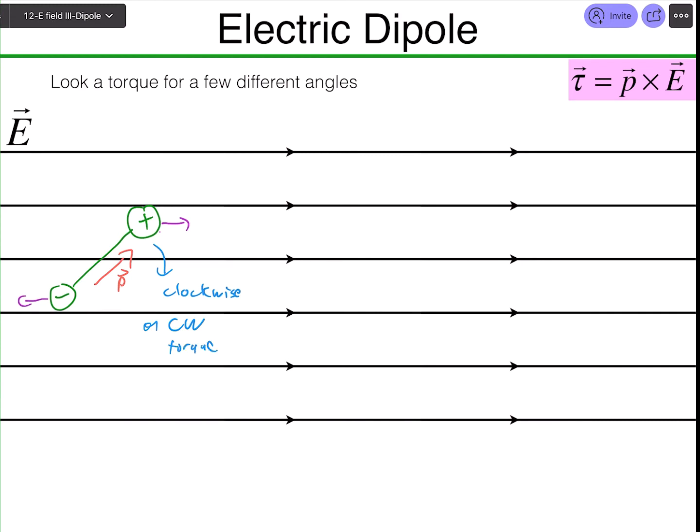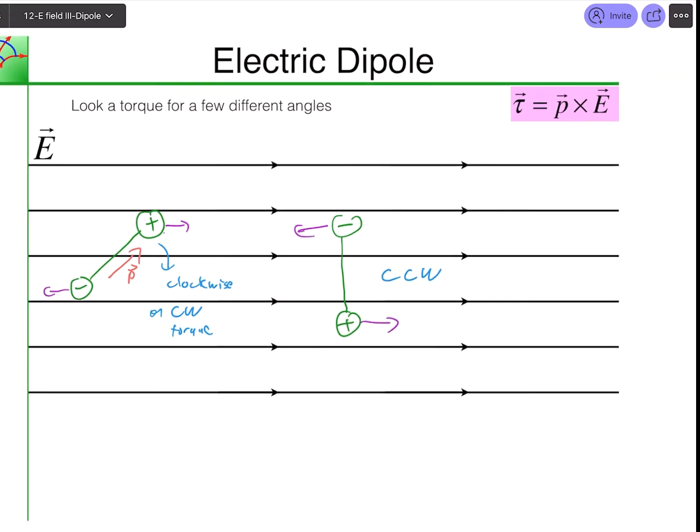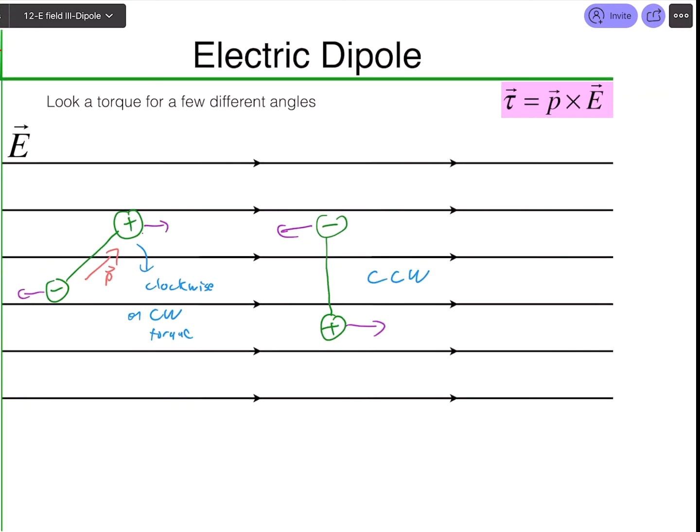Whereas if I were to draw a slightly different one, let's say I were to draw this one here, is this one going to be clockwise or counterclockwise? So if you think about it, this one's feeling a force that way, that one's feeling a force that way. So this torque is going to be counterclockwise. Another example would be this crazy example here, if it's exactly pointing in this direction here. Oh, I forgot to draw the dipole moment.